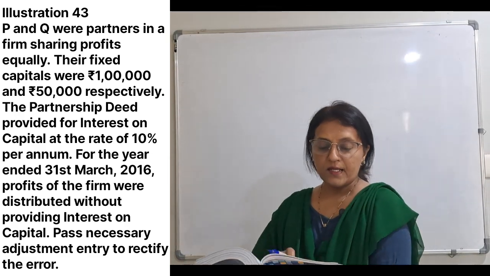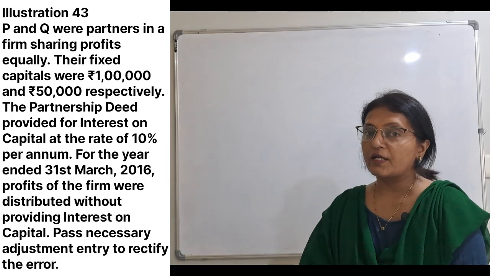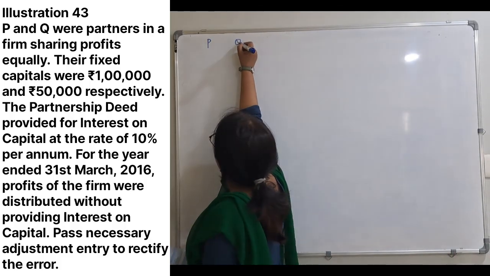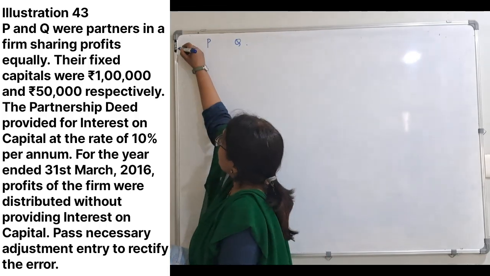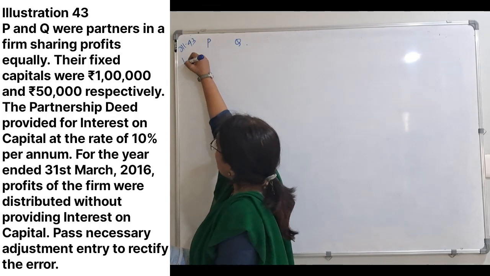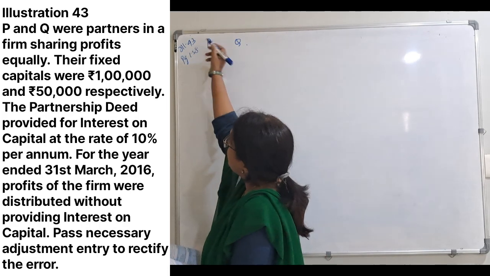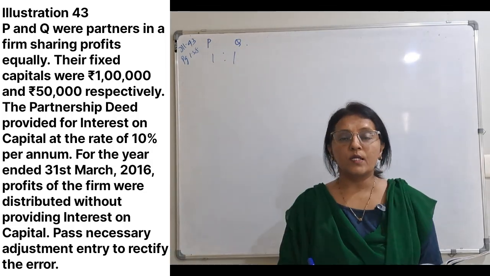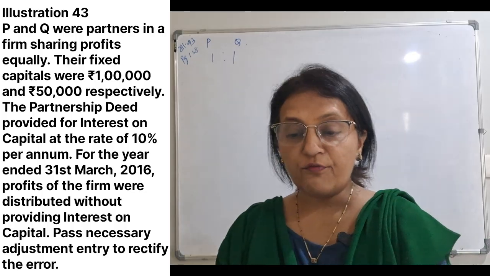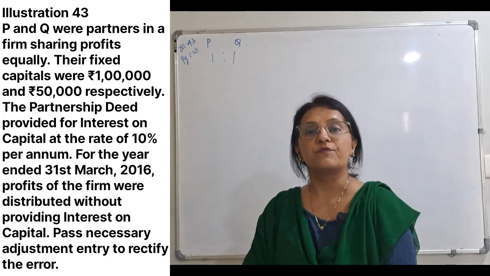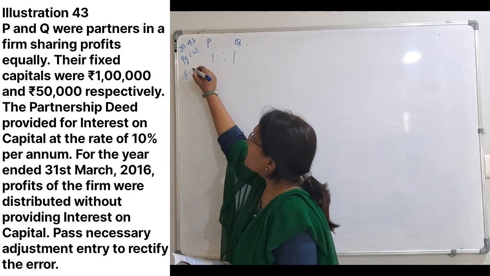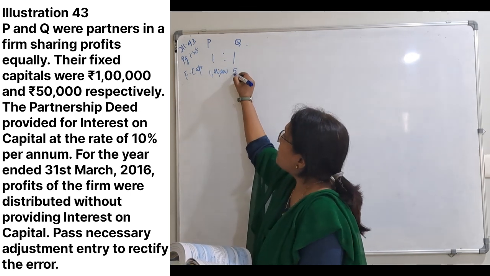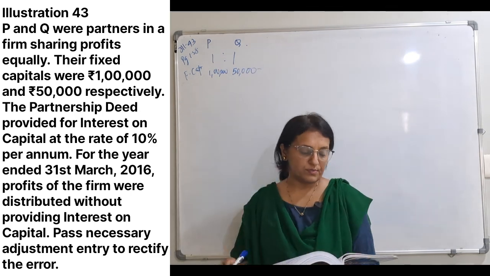Question number 43. P and Q are partners sharing profits equally. So there are two partners, P and Q. This is illustration 43, page number 1.58. Their share is equal. They have an equal profit sharing ratio. Their fixed capital given to us is 1,50,000. So they have a fixed capital of 1,50,000. This is their capital.